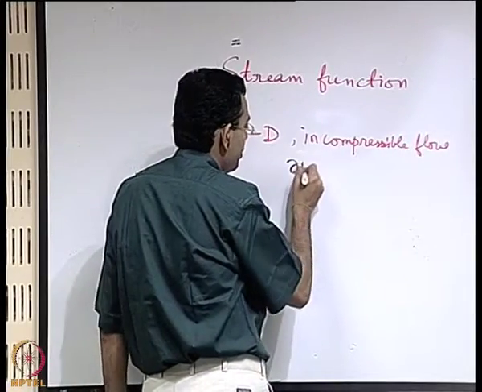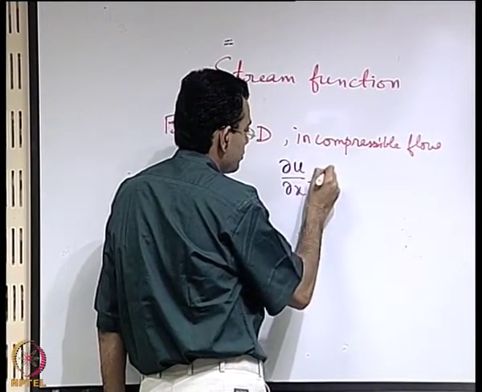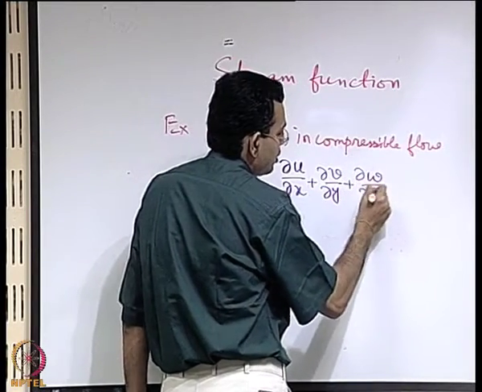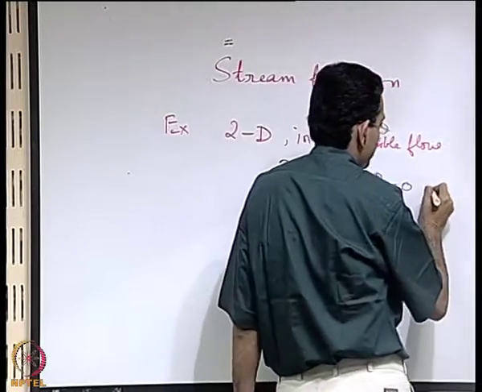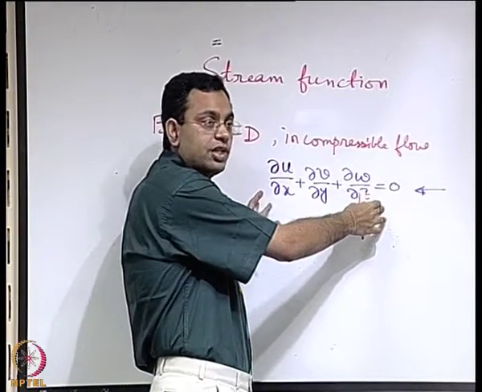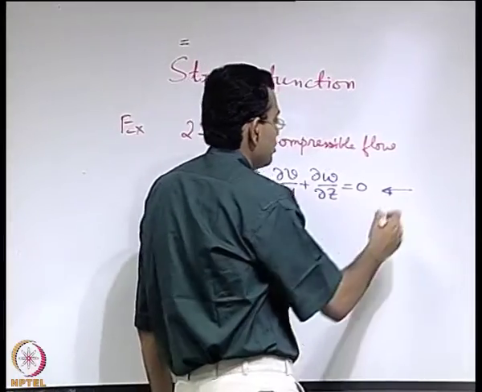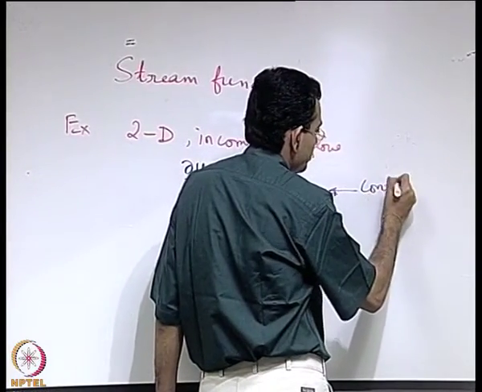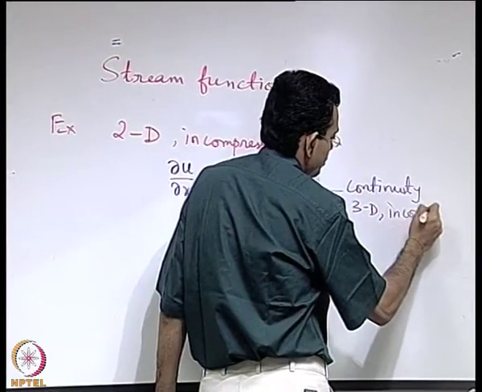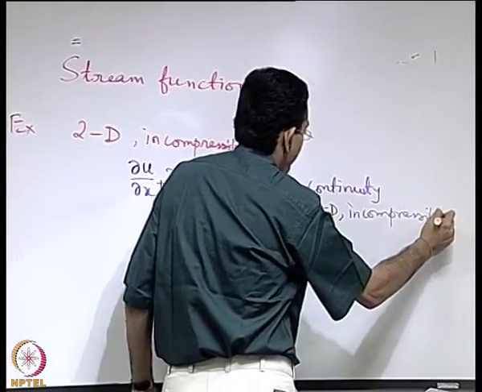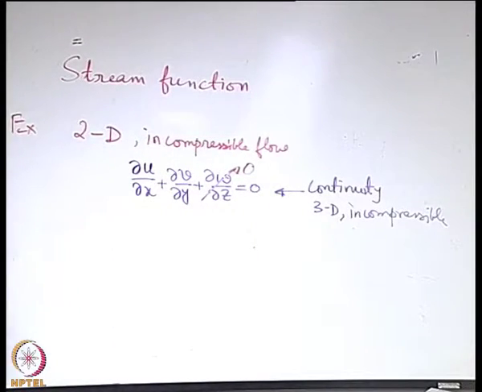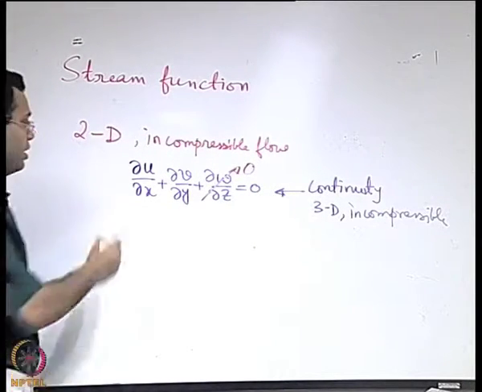If it was a general 3-dimensional flow, then it would have been this equal to 0 for a general 3D but incompressible flow, because this is the condition for incompressibility, 0 volumetric strain. So, this is for continuity for 3D and incompressible flow. Now, when it is 2-dimensional, that means the third velocity component is not important. So, you are left with these two terms.